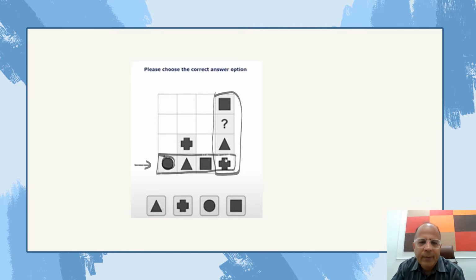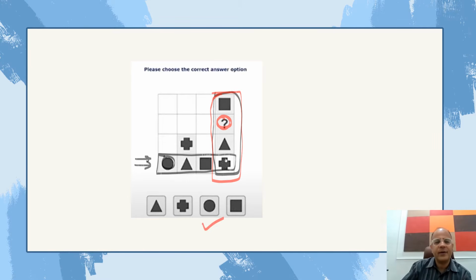Okay, so what is coming over here? You can see this row is perfect. This row is perfect. A circle, triangle, square, and plus is filled in. If I need to fill this question mark, I would be looking at this column basically. So what is in this column? There is a square, there is a plus sign, there is a triangle. What is not there? Obviously, there is a circle. So I'll mark my answer as circle.